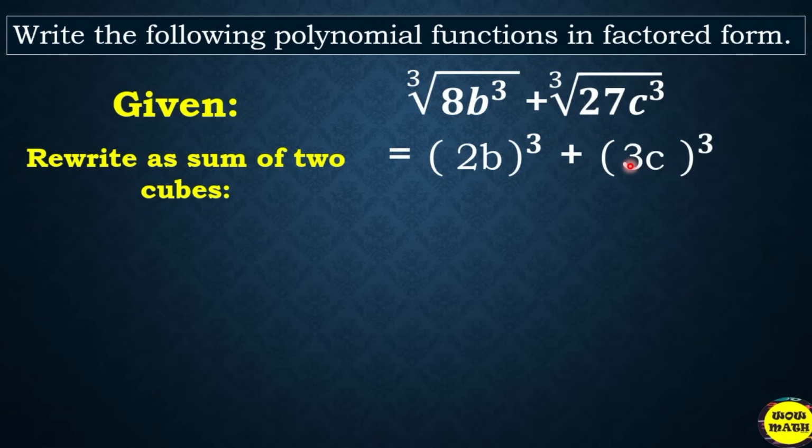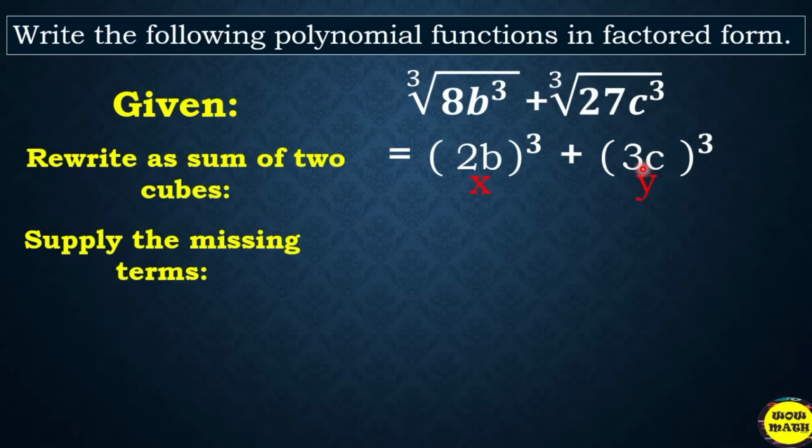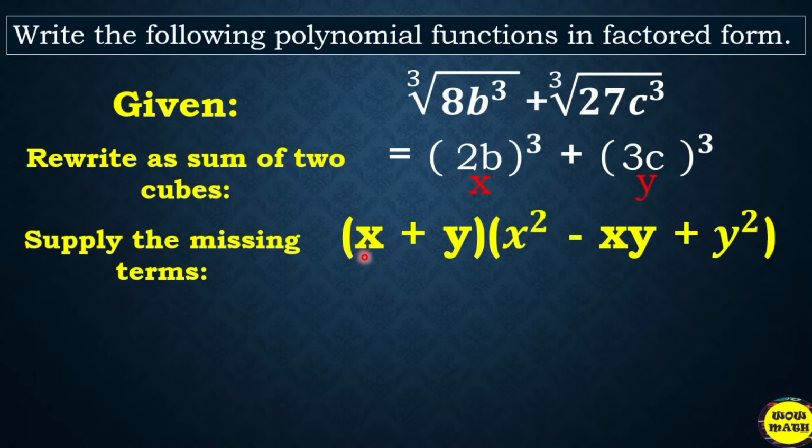So, anong gagawin natin dyan? So, this will serve as our x and y. So, supply lang natin yung missing terms. So, ito po yung pinaka-pattern niya kapag sum of two cubes. Sundan lang po natin ito. Kung ano po yung makukuha mo dito, yan ang i-represent mo as x. And then, kung ano ang makukuha mo dito, yun ang y mo. So, ito yung x. Ibig sabihin, this is 2b, this is 3c. So, ganun po. So, supply natin.